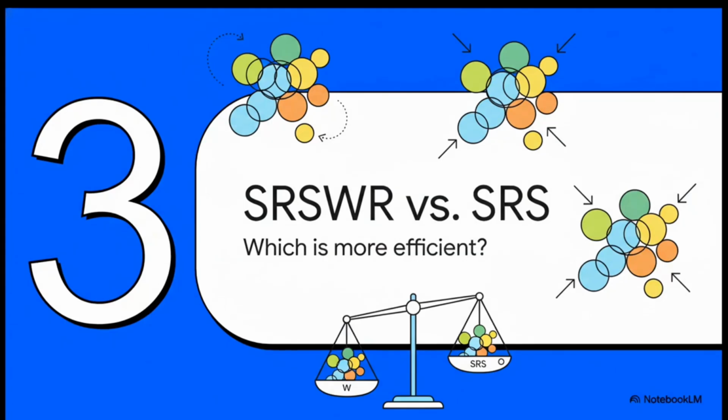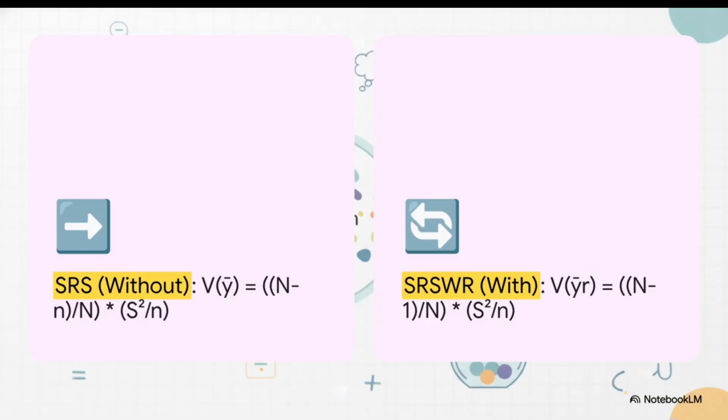All right, time for the main event. We've gotten a handle on sampling with replacement. But what about its more popular cousin, sampling without replacement, or just SRS? Now, in stats, when we say a method is more efficient, we mean it has less variance. It gives you a more precise, less noisy result. So let's have a showdown. Which one wins? Let's just put the variance formulas right next to each other.